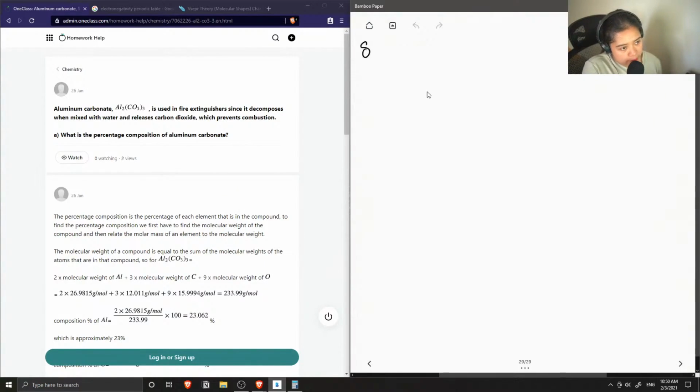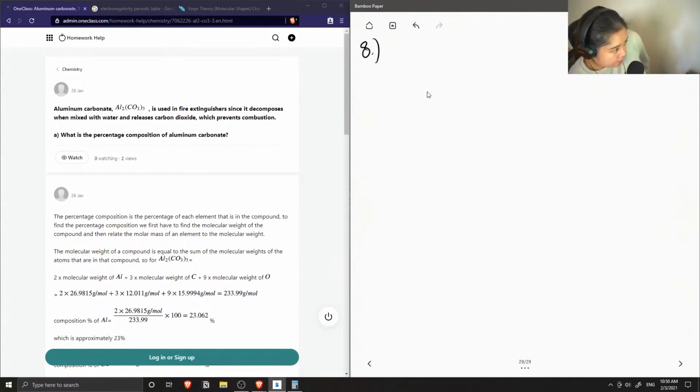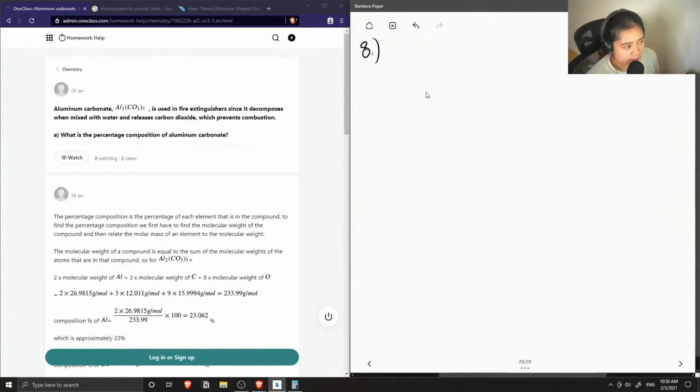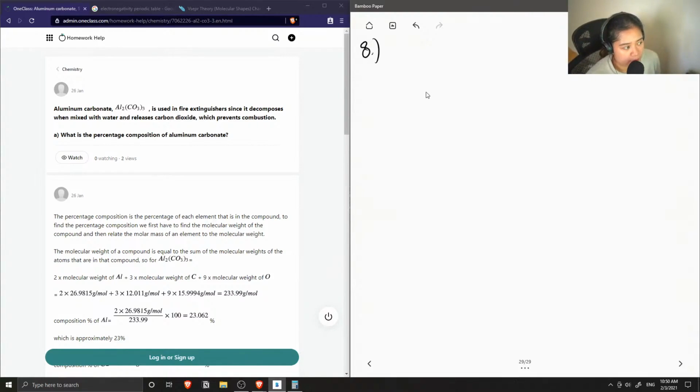Okay, so question number 8. Aluminum carbonate, Al2(CO3)3, is used in fire extinguishers since it decomposes when mixed with water and releases carbon dioxide, which prevents combustion. That's interesting. So A, what is the percentage composition of aluminum carbonate?